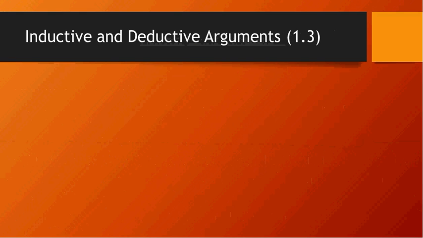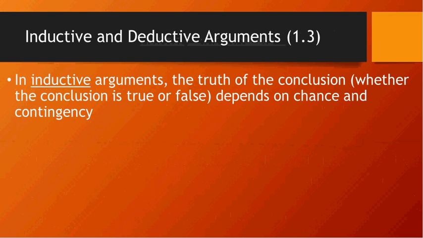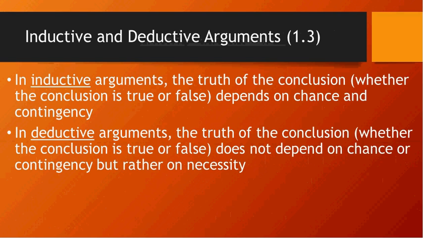Okay, let's get to the distinction between inductive and deductive arguments. In an inductive argument, the truth of the conclusion, that is to say whether the conclusion is true or false, depends on chance and contingency. The idea of chance here is basically that things could happen a certain way, but they could change and then happen a different way. Whereas in deductive arguments, the truth of the conclusion does not depend on chance or contingency, but rather on the idea of necessity. And we'll explore the idea of necessity in just a bit.